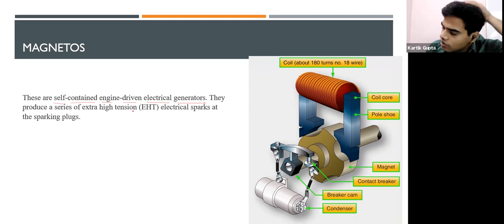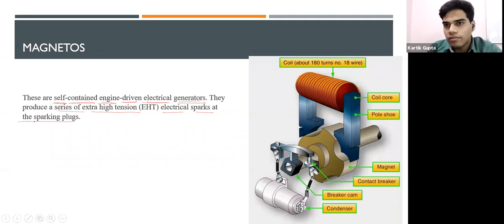When we talk about electrical generators, our mind goes directly to the coil system. This line has been asked in the exams many times. What are magnetos? They are self-contained engine-driven electrical generators. They produce a series of extra high tension electrical sparks at the sparking plugs. The spark plug is just the outlet where the spark is produced; this is the back end, and the magneto is the reason they are able to produce the spark. You need to importantly note this line: they are self-contained and engine-driven.